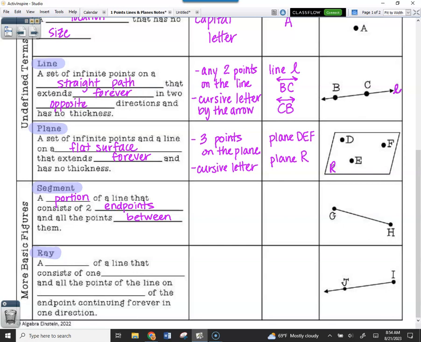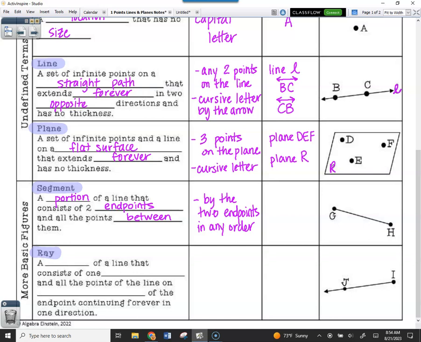How do you name it? You name it by the 2 endpoints. And we're going to say in any order, because the order does not matter when you're talking about a segment. It's very similar to when you're talking about a line. The order does not matter.